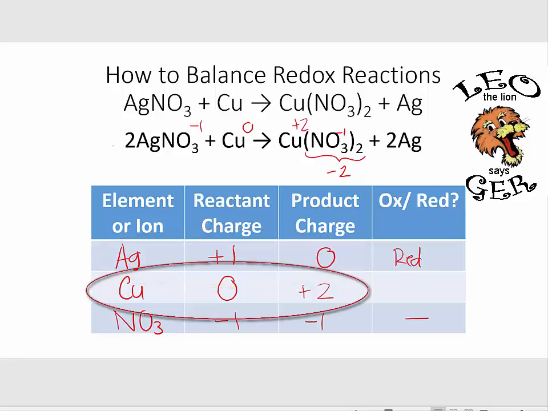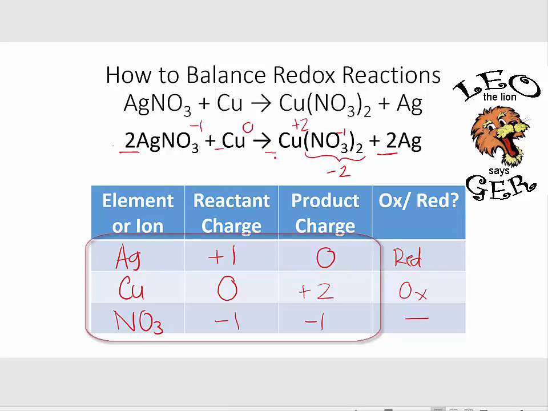It went down. That is reduced. Copper. What happened to copper? Well, its charge went from 0 to +2. It must have lost some electrons. That means it was oxidized. The charge went up. Okay? So now this is very important. We need to use our coefficients. Some of them are implied. And our charges to write our half reactions for each of these.